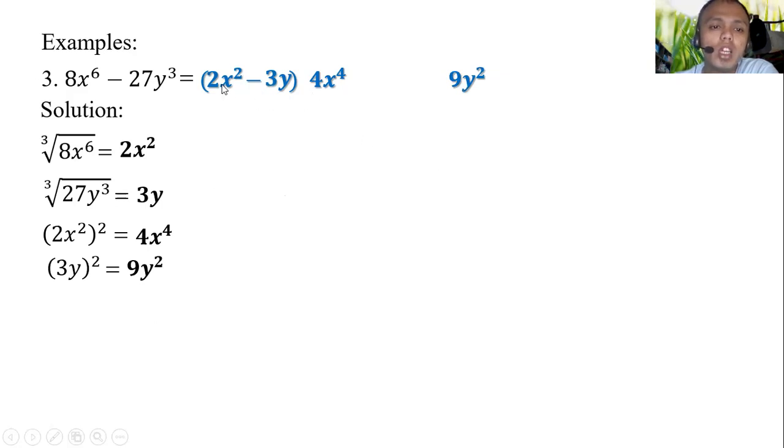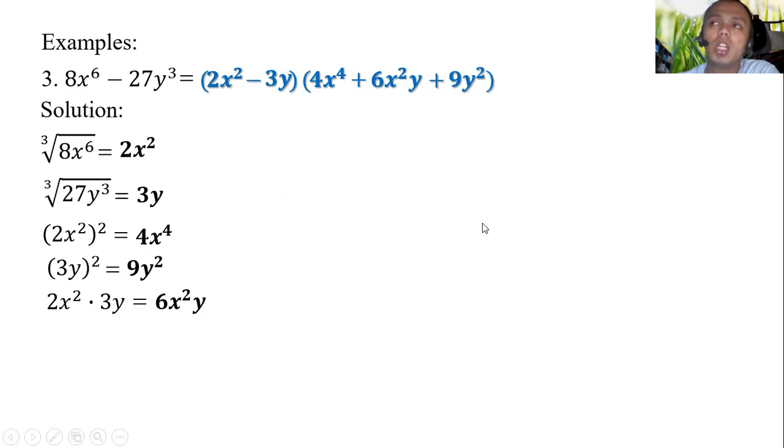Then multiply. This is what we multiply, from the first factor: 2x squared times 3y is equal to 6x squared y. Because 2 times 3 is 6. Copy the x squared, copy the y. So the middle is 6x squared y. What is the sign? Minus here, followed by 2 positive signs. Then enclosed in parentheses.